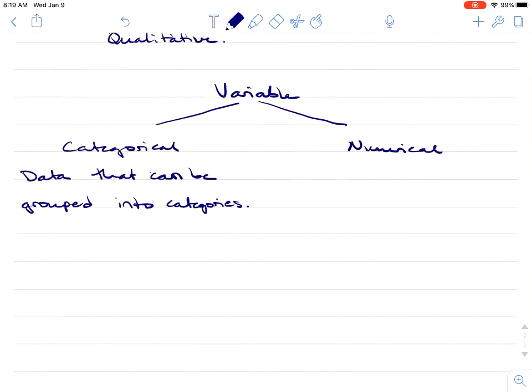Numerical variables are any measured value. So any measurement that we do, things like speed, distance, weight, any sort of measurement that we do is a numerical variable. Okay, so it is any measured value.